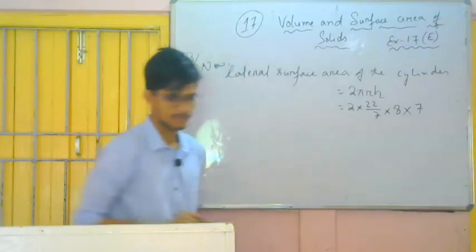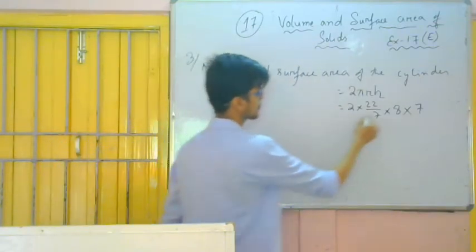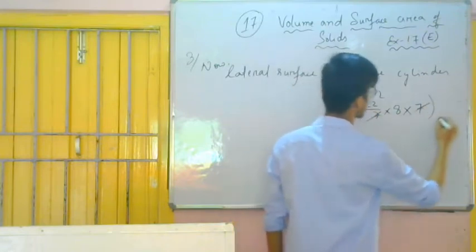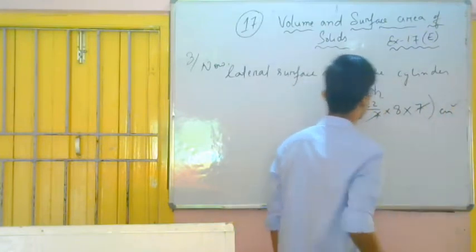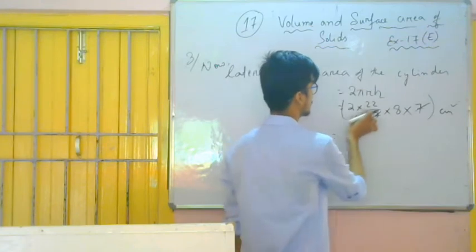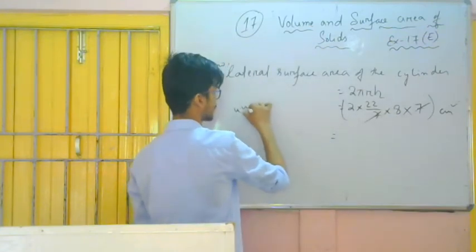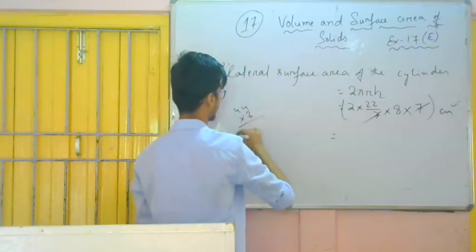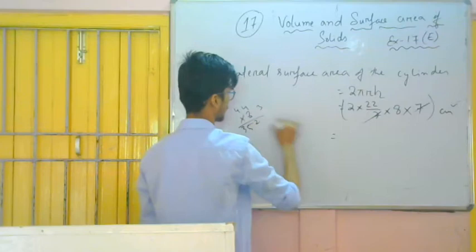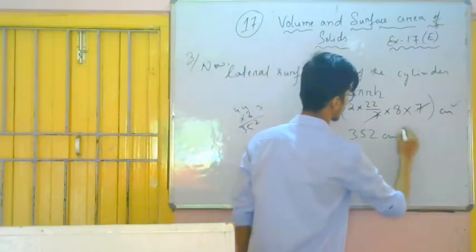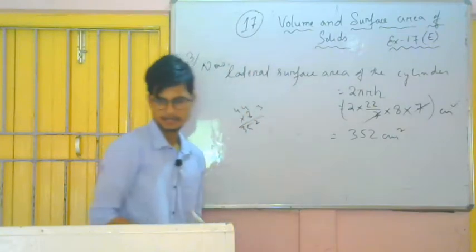Okay, so now we'll do the cancellation. You see 7 and 7 I can cancel, and in this case it is surface area, so unit will be centimeter square. So 22 2s are 44, and then 8, 352 centimeter square.